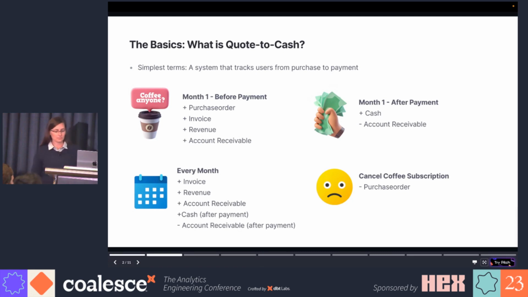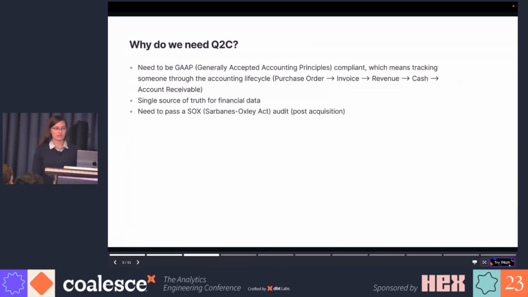Now that we're on the same page with what quote-to-cash is, let's talk about why we need it. So a few things. We wanted our system to be compliant with general accounting principles. And this is tracking someone through that accounting lifecycle process we talked about previously, from purchase orders, invoices, revenue, cash, and accounts receivable. Something that I'm sure you all can relate to is we wanted to have a single source of truth for financial information.